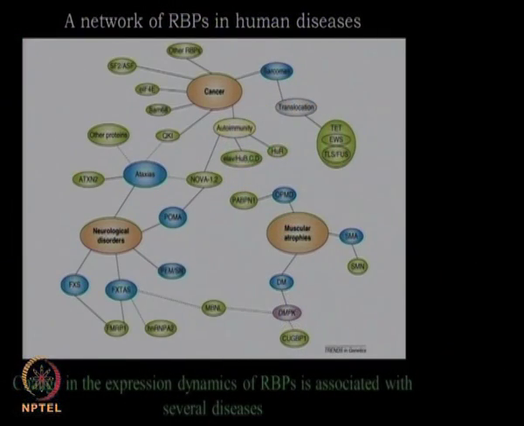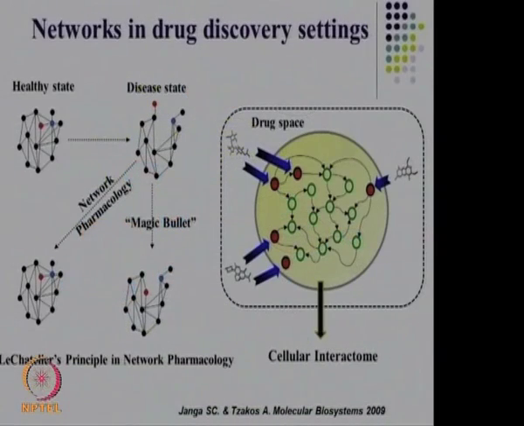So, what I am trying to arrive at here is that if there is a change in expression of either an RNA binding protein or any of its targets, it can be associated with a disease phenotype. And all these studies basically suggest that it is not just the effect of a single gene or protein, it is rather a combination of different sets of genes and proteins which contributes to a disease phenotype.